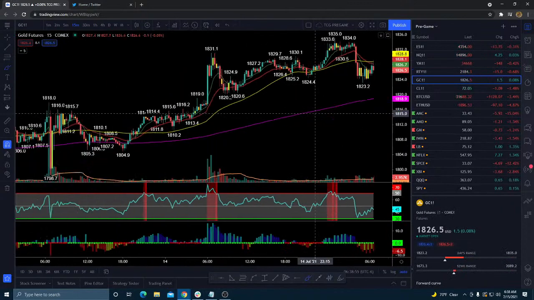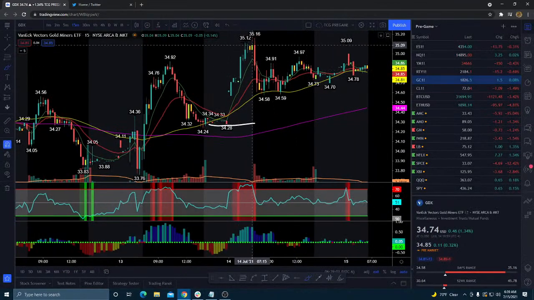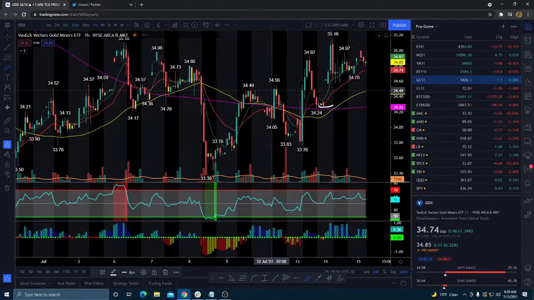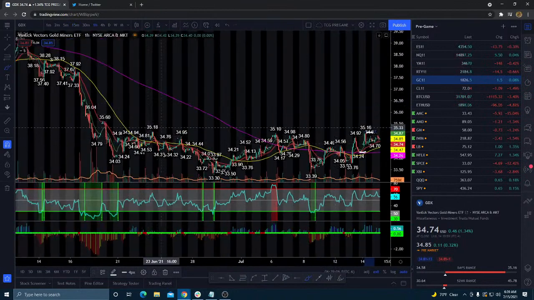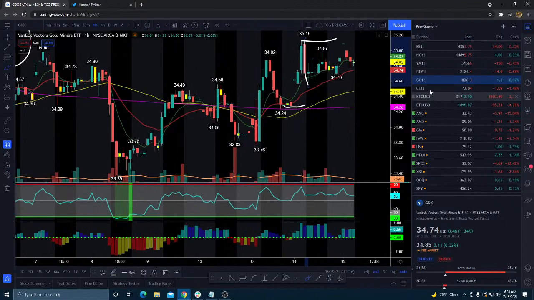Gold. GDX really messed with us. GDX never got over that 35.18 level. We were watching for 35.10 and 35.18. Never got through that level, so the trade didn't come to us yesterday in the form of a nugget. GDX came up to that 35.18 level, rejected and pulled back, and we're just stuck in this range now.